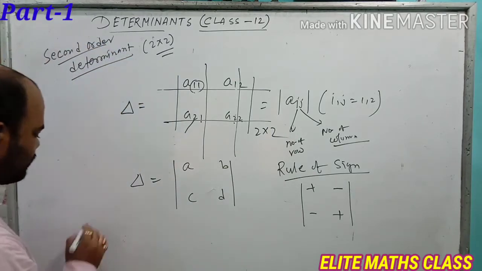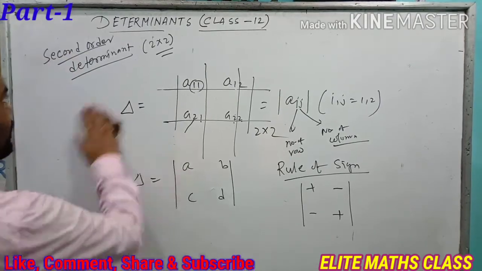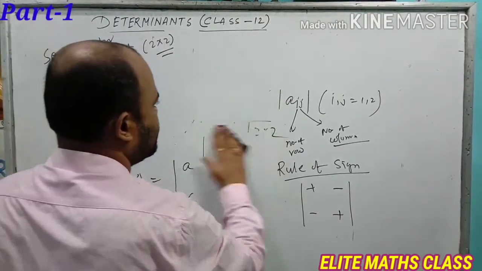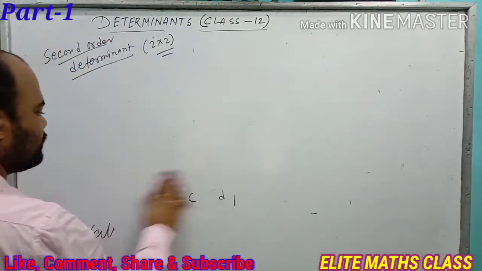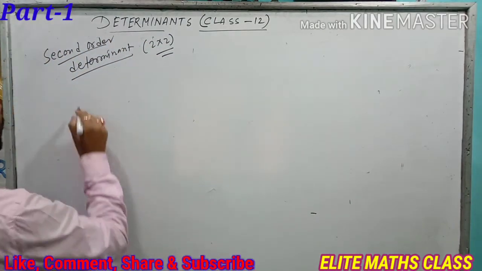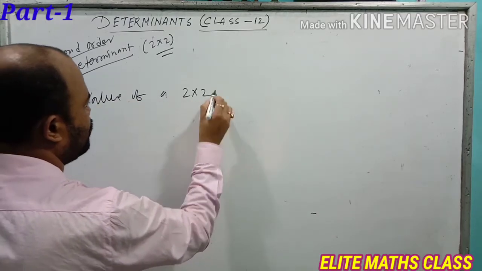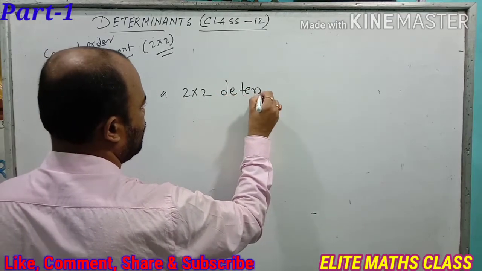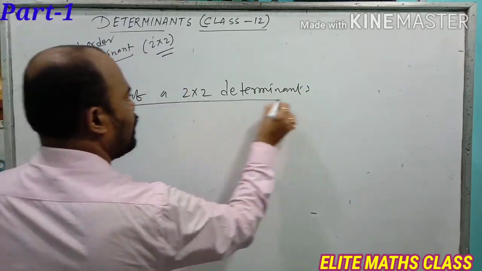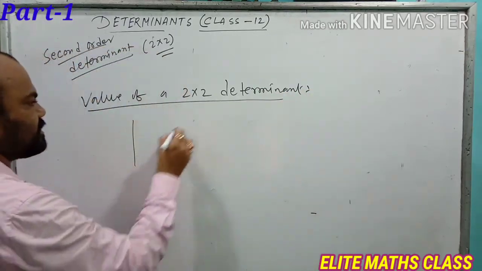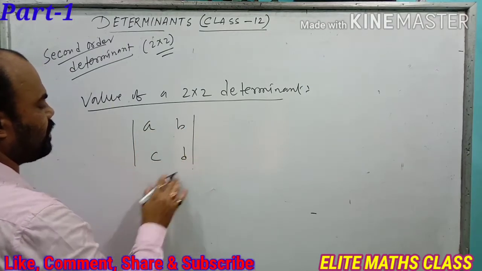Now, the value of a 2 by 2 determinant. Say it is a 2 by 2 determinant: A, B, C, D.